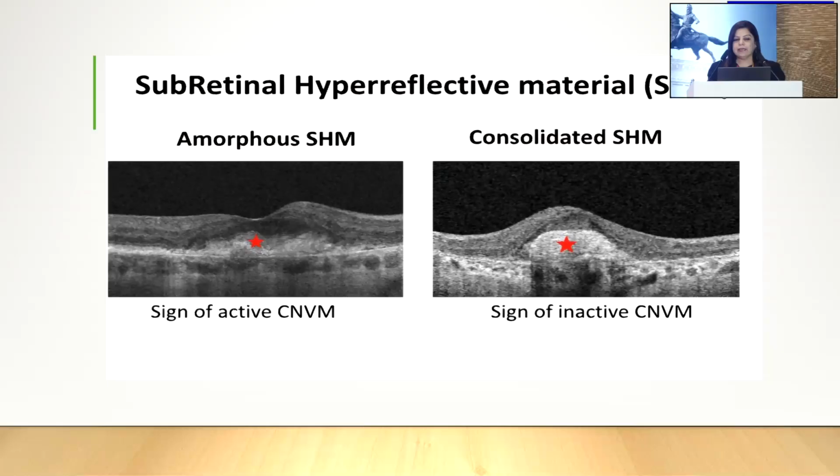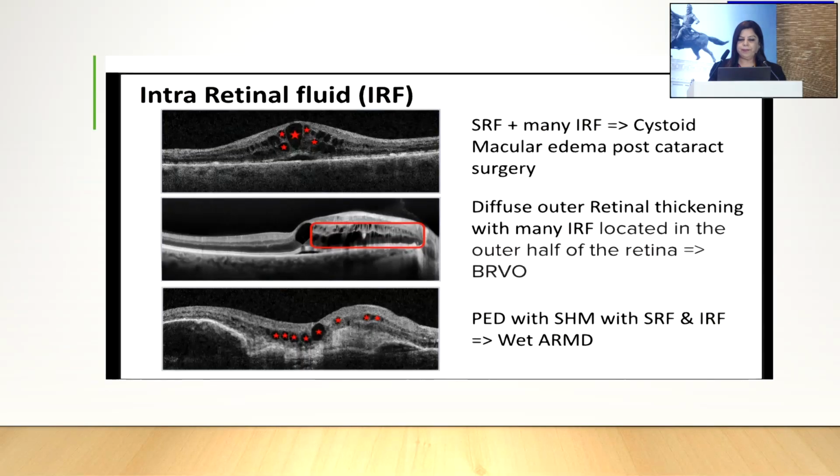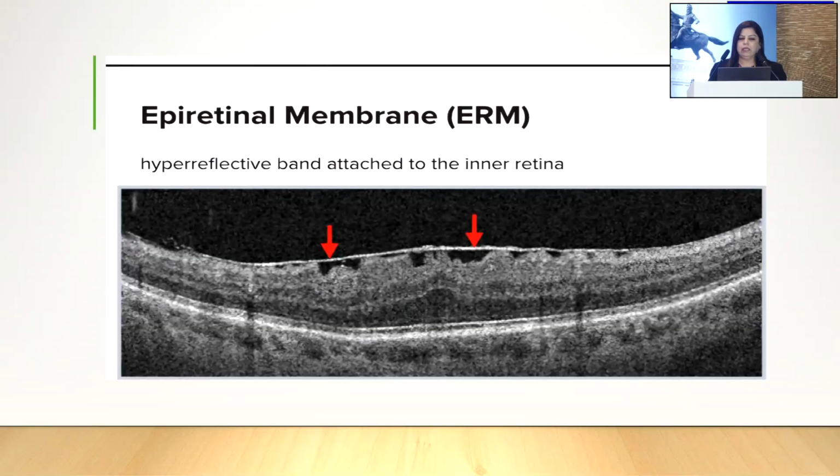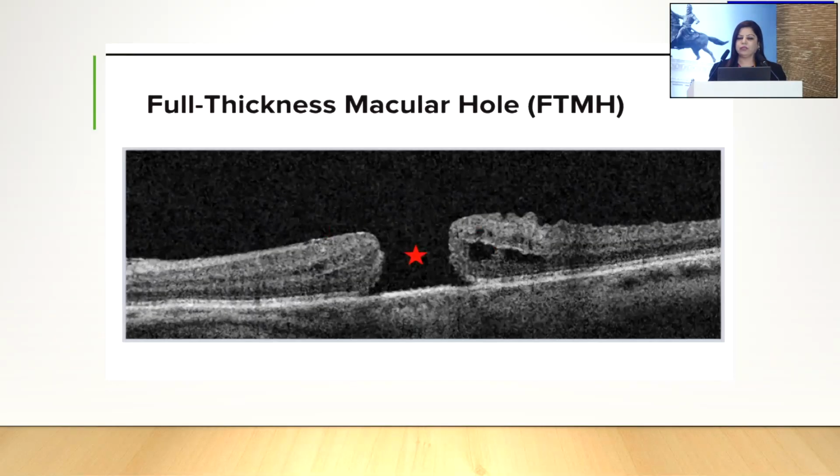This is more important because by seeing the OCT alone we'll be able to make out whether it is an active CNVM or an inactive CNVM. If the subretinal material is amorphous, it is a sign of active CNVM. If it is consolidated, most of the time it is a sign of inactive CNVM. Outer retinal tubulations are signs of chronicity of the disease. Here it is seen as a hyperreflective band attached to the inner retina. This is most commonly seen in full thickness macular hole.